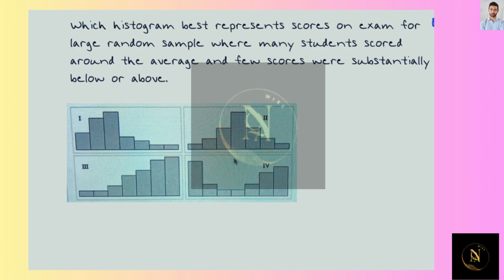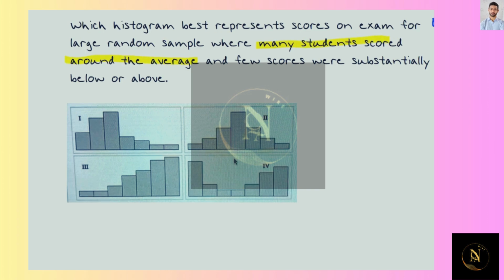We are asked which of the histograms shown here would best represent the scores on an exam for a large random sample of high school seniors where many students scored around the average and fewer scores were substantially below or above the average. So first we're told many students scored around the average.